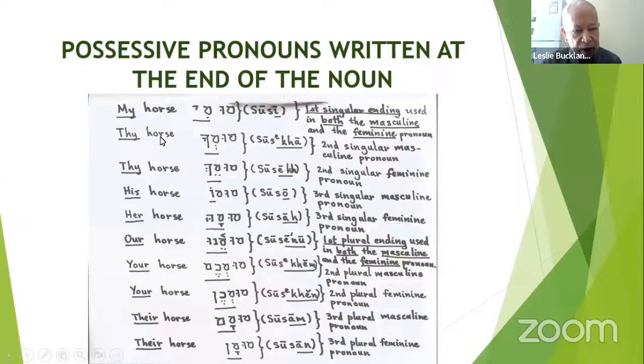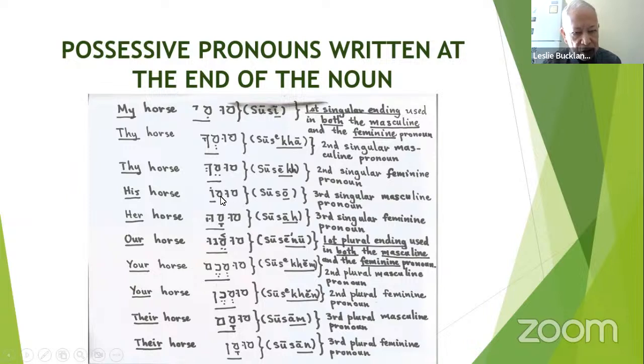Then sus again is horse, but when you add the possessive pronoun eka, which is the second person singular masculine gender possessive pronoun ending, it becomes thy horse or your horse when you're referring to someone who is male or something that is male. Then susake, notice the possessive pronoun ending is a second person singular feminine gender possessive pronoun ending. Ake means thy, susake means thy horse.